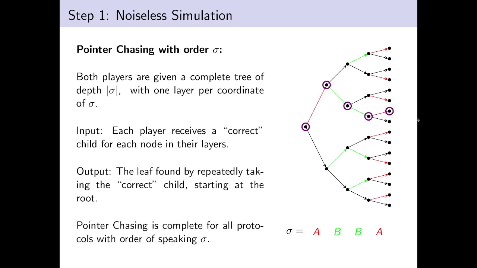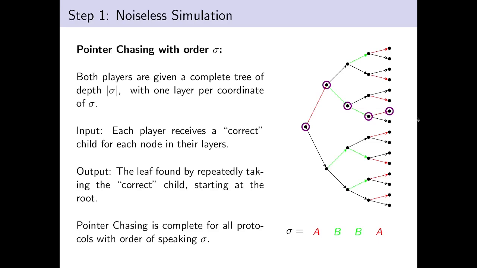Why? Well, any protocol with order of speaking sigma can be represented as an instance of pointer chasing. Simply, a protocol is a collection of functions saying what to say for any given transcript so far. This can easily be represented using a pointer chasing instance just by saying, at this node, which represents the transcript so far, which one of the children is the correct one. So therefore, any protocol with order of speaking sigma can be turned into an instance of pointer chasing. Therefore, what we now want to show is that you can solve pointer chasing with order sigma using a protocol with order of speaking sigma prime, only if sigma prime is a supersequence of sigma.